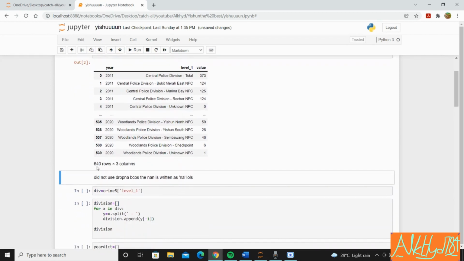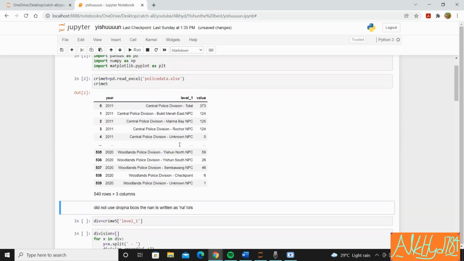Yeah, so usually we would use the function called dropna, but the thing is it doesn't work for this because the NaN is not written as NaN, it's written as NA. So I'll tell you how I deal with that later on. So as you can see, there is the year, there is this thing called level 1 and the value. So level 1 is actually just the NPC. But I don't want all these central police division bits over here. I just want the NPC names. And I also don't want the total number because that's not very helpful to me.